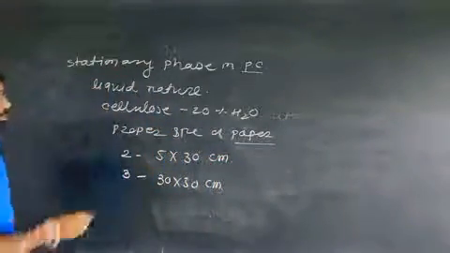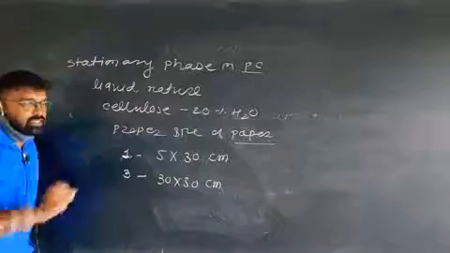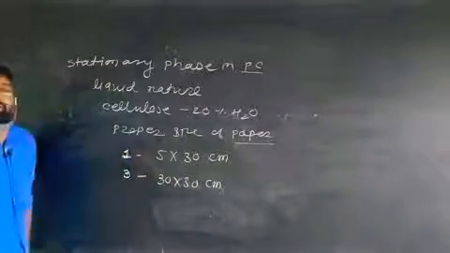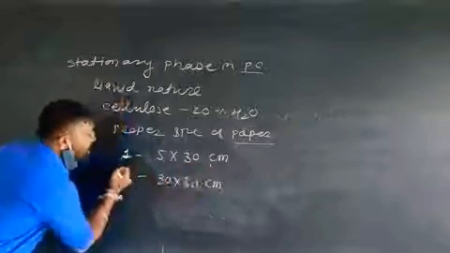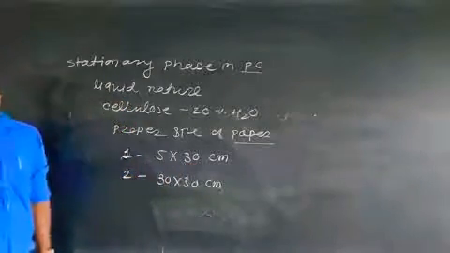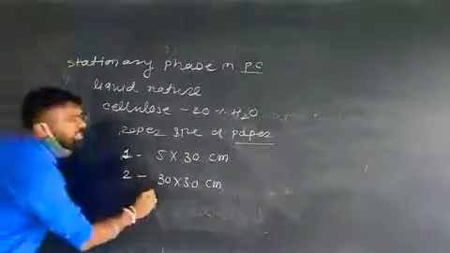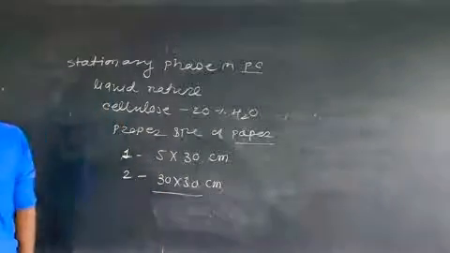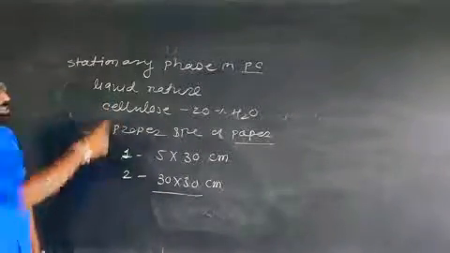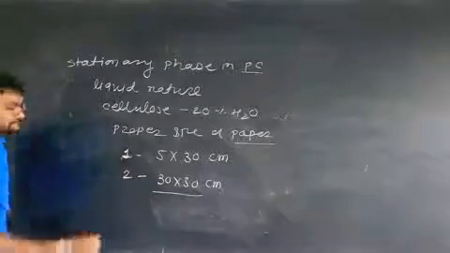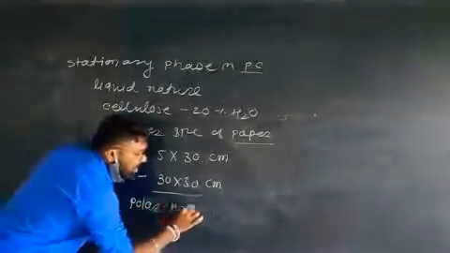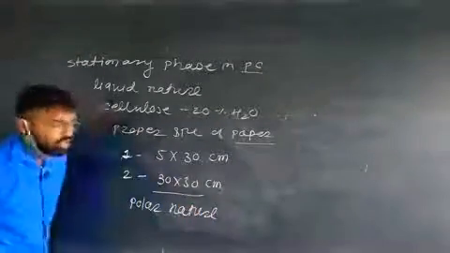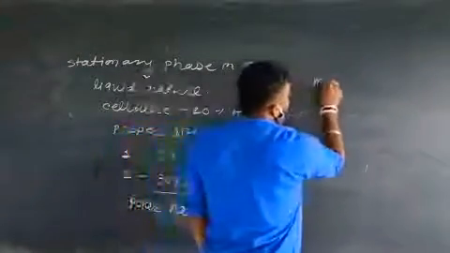Sorry, I am extremely sorry. In 1-dimensional paper chromatography, size of a paper is near about 5 by 30 centimeter, and in 2-dimensional paper chromatography, size of a paper is chosen near about 30 by 30 centimeter. Right? This is about the stationary phase, and stationary phase is a water molecule, therefore it is highly polar in nature. Right? What about mobile phase?